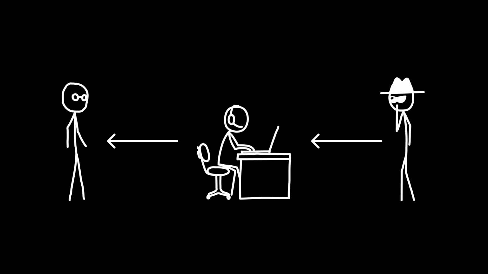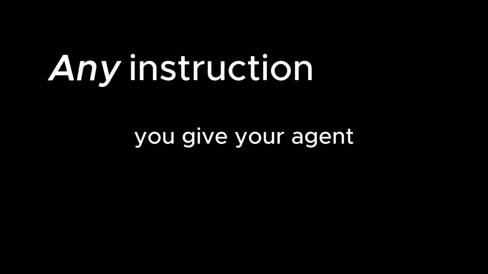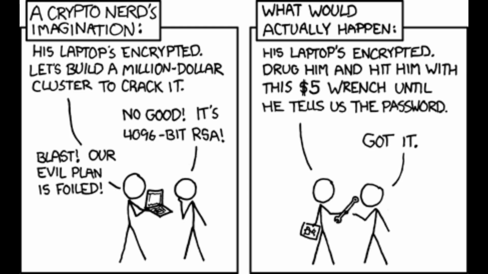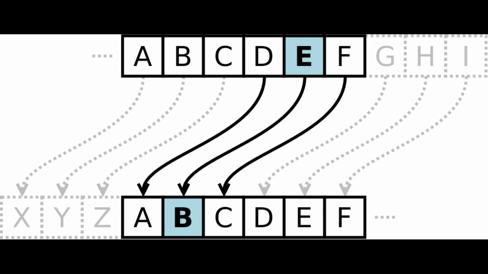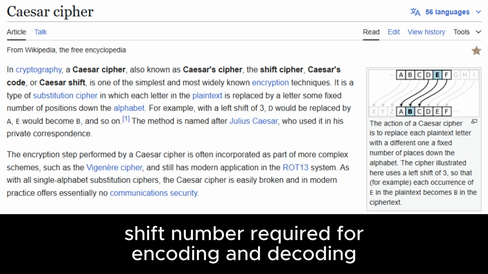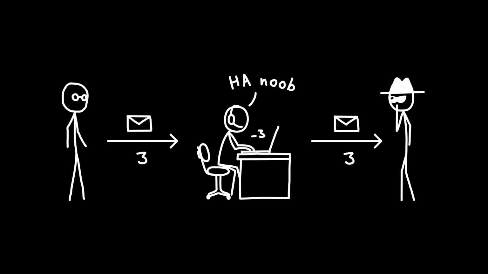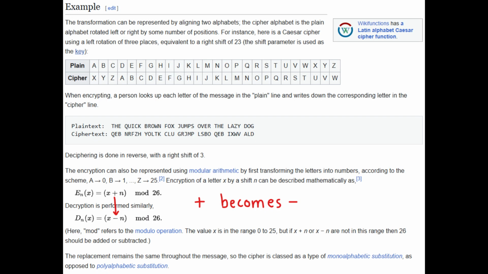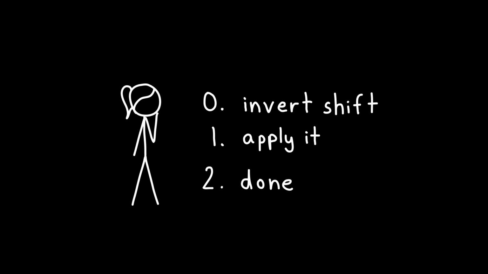At first, this seems impossible because the enemy will always know what you told your partner. Any instruction you give your agent can be copied and used by the enemy. For example, if you tell your partner to encrypt messages using a Caesar cipher, you have to reveal the shift number. This means the enemy can easily decrypt the message by performing a shift in the opposite direction. Clearly, the Caesar cipher is too easy to reverse engineer.